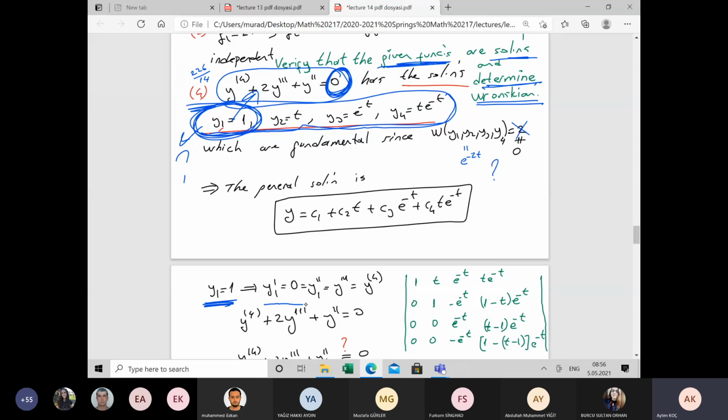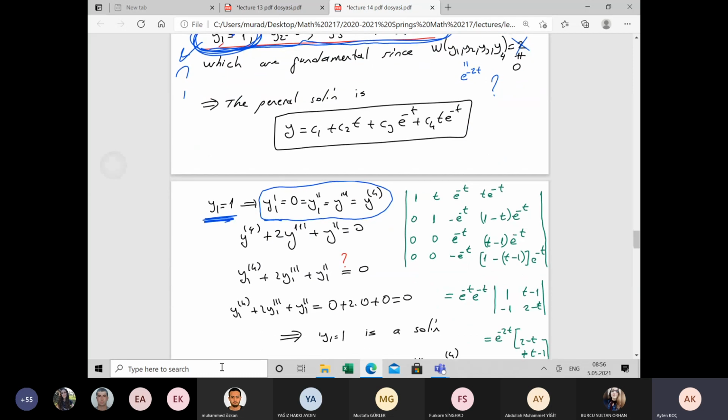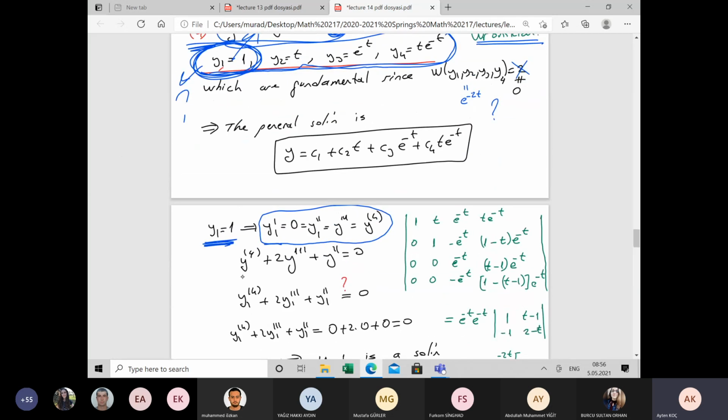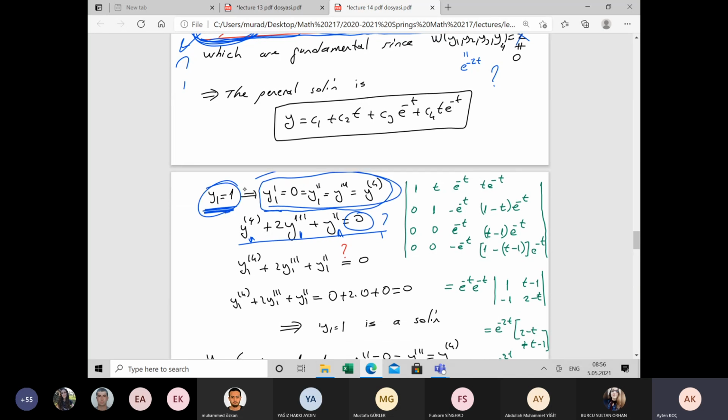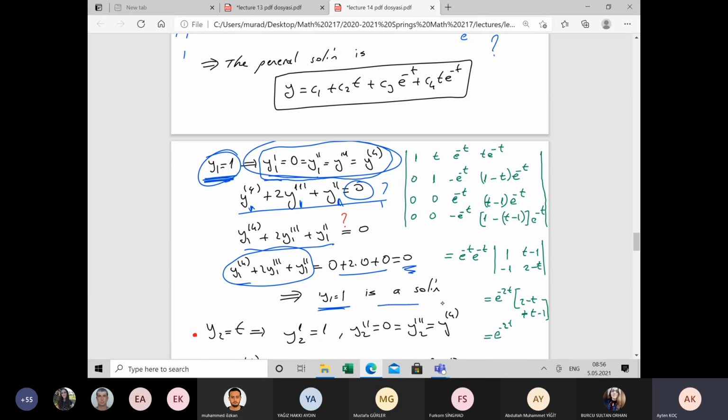Next, take the derivative again and again, and then we obtain all of them 0. So is this 0 or not in our differential equation? Substitute here y sub 1 and its derivatives to check that this is 0 or not. So y sub 1 is 1, and all derivatives are 0. There is no y sub 1 term here, so all of them are 0. So we obtain 0, which means y sub 1, 1, is a solution of our differential equation.